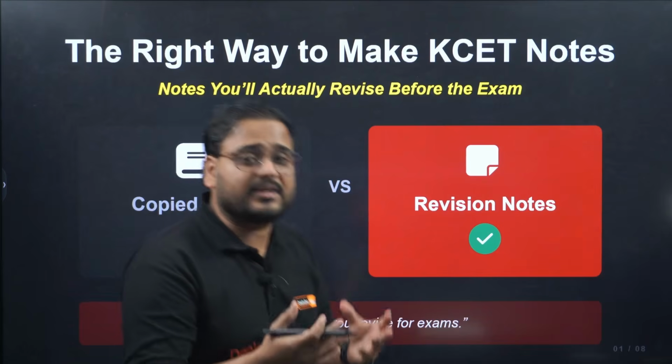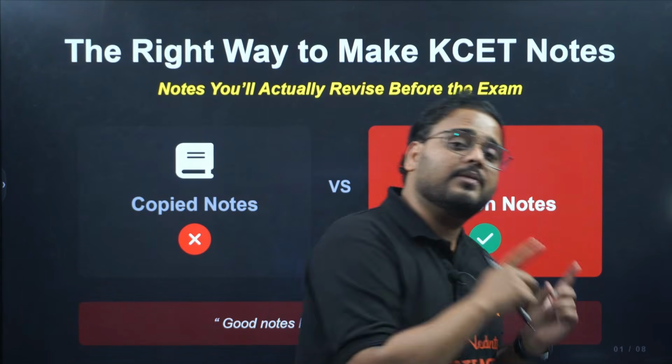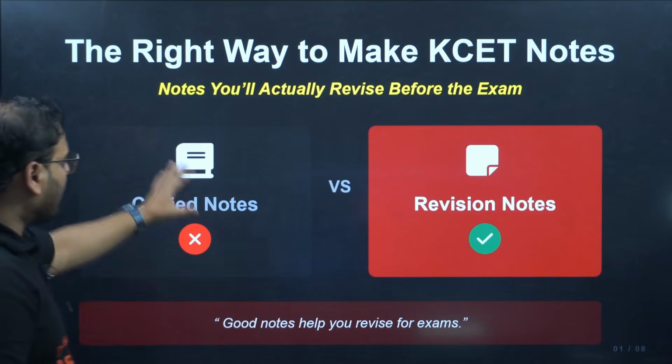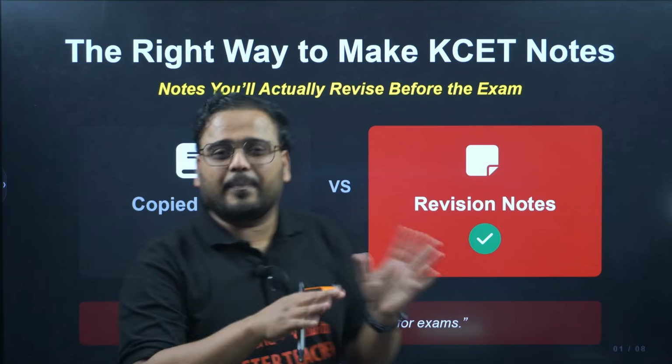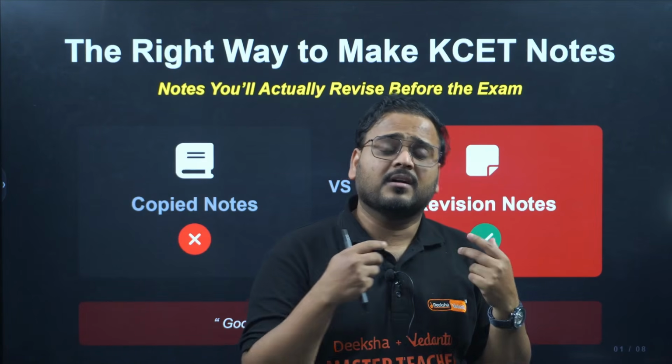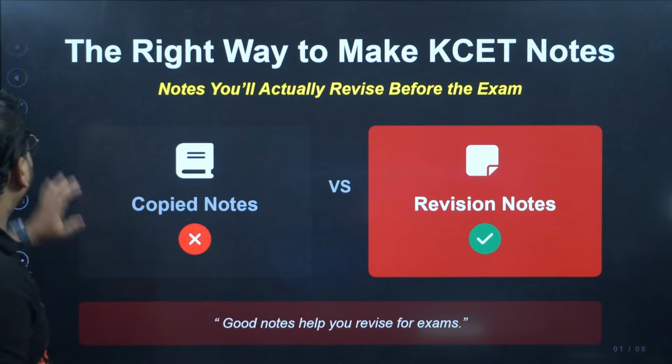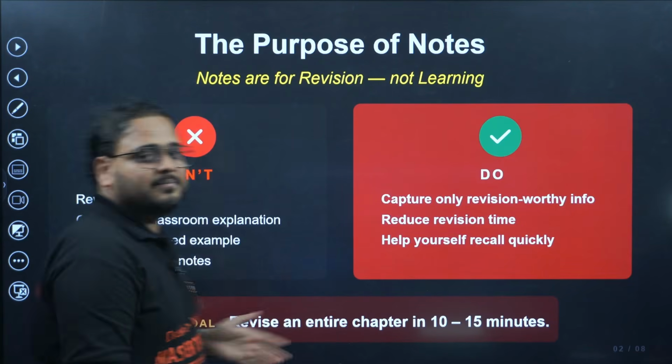Let's say I'm writing a mock test of certain chapters. I should be able to revise for those chapters. Getting it? And what is the copied version? Basically, we have copied everything which is there in the book or in the class, everything that I've kept in the notes itself. So we have to avoid that. Let's look at the right way to make the KCET notes.